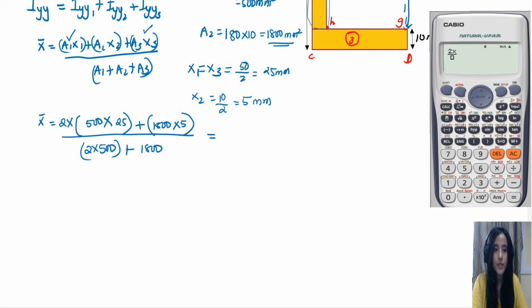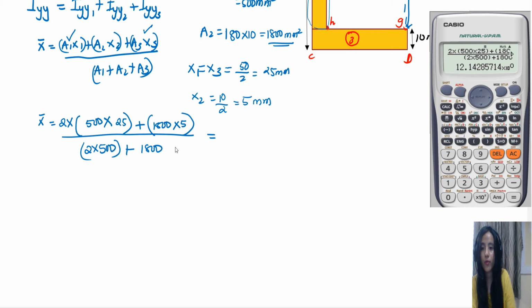Two times 500 into 25 plus 1800 into 5 divided by 2 into 500 plus 1800. So x bar is coming equal to 12.14 mm, right?